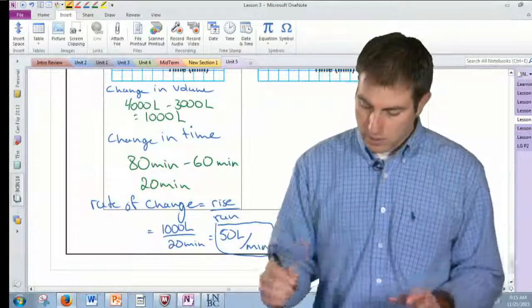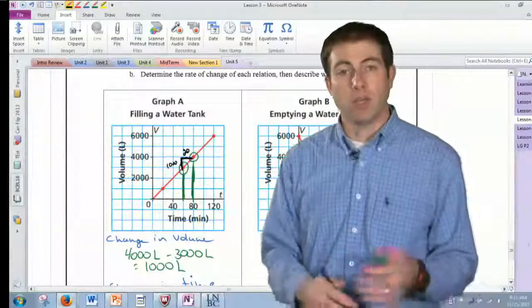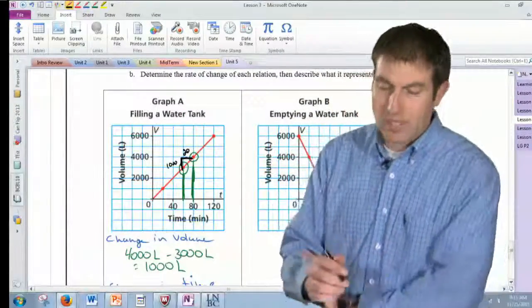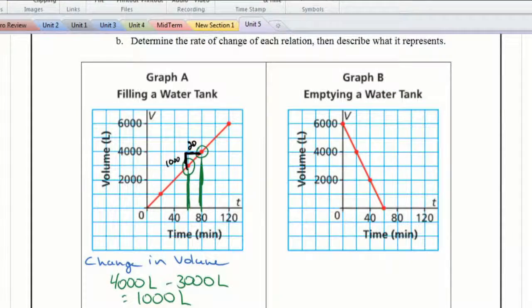So let's look at the second part here. Similar graph, except we're talking about the tank emptying now instead of filling. And you notice that instead of the line going up and to the right, now it's going down to the right, so the tank is losing volume. So I'm going to pick the 2 points again. In this case, let's look at these ones. So we're talking about a rise. Even though it's going down, we call it a rise still. And then a run is going across. So we need to find the rate of change again.